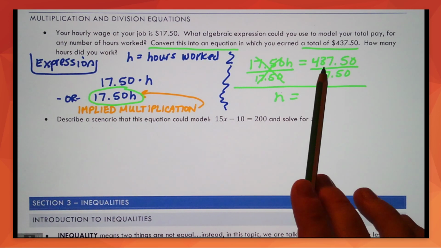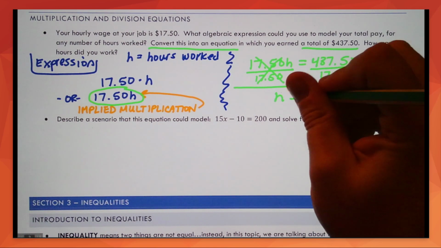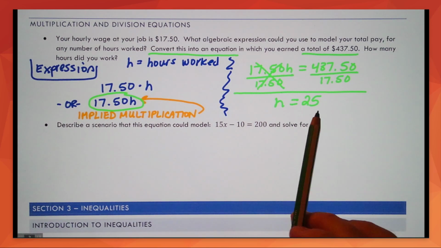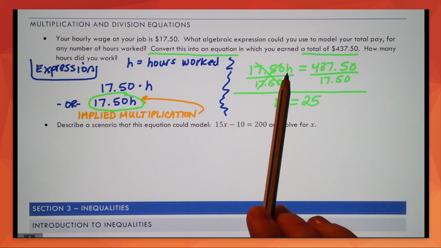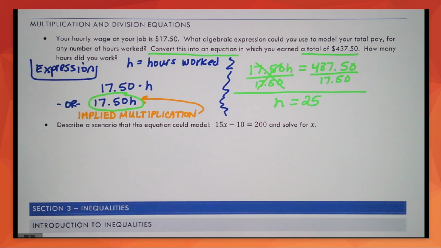The other side is 437.50 divided by 1750, and I need a calculator to do that. I can't do that in my head. Divided by 1750, and I get 25. So the final answer is h equals 25. The hours that I worked was 25. And going back and plugging this back in, 1750 times 25 should equal 437.50 when you do it on a calculator.